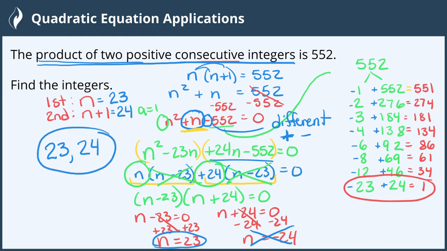And we're all done. We can also double check this by making sure that the product of these two numbers equals 552, which they do. So we're all done.